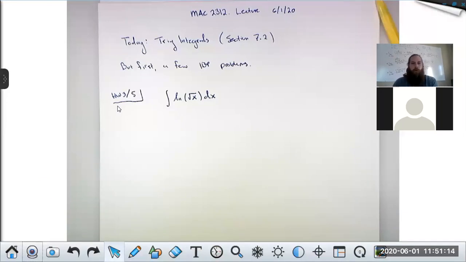Since this is coming from the homework on integration by parts, you can guess that you will need to use integration by parts. Sorry, I just kicked over my coffee. You can guess that we'll need IBP, and your LIPET rule will help you here.